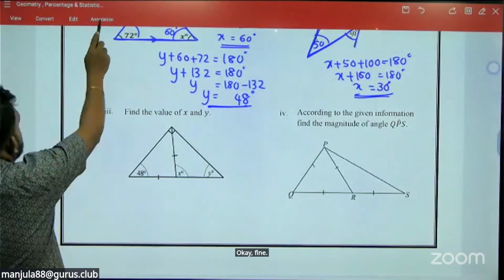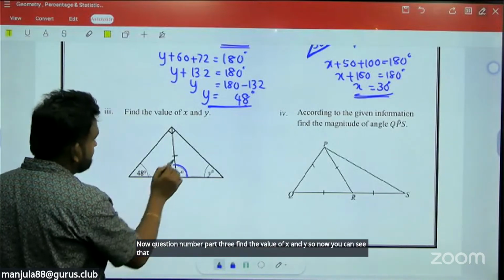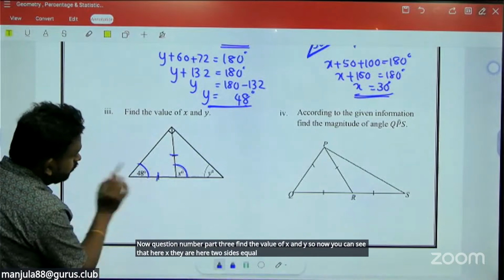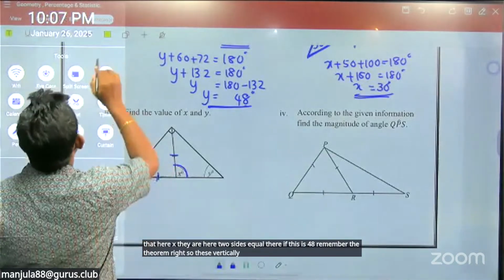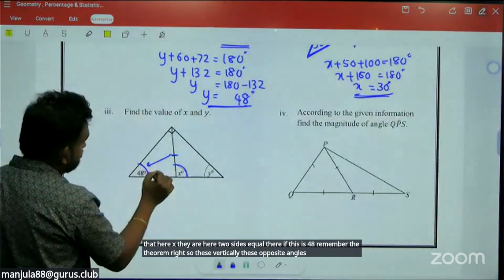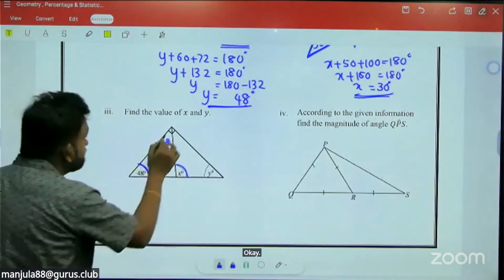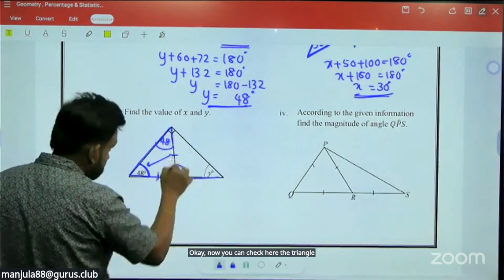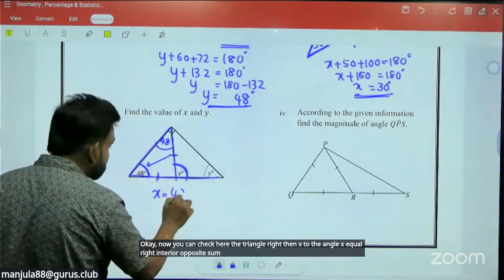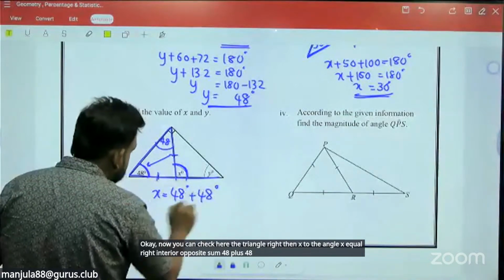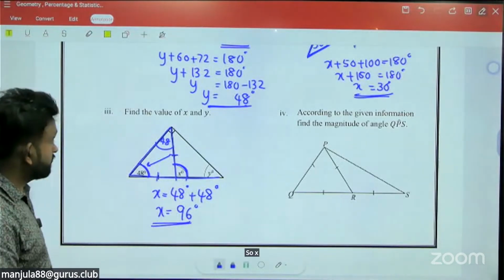Now part 3. Find the value of x and y. Here two sides are equal. If this is 48, remember the theorem: vertically opposite angles are equal, so this is also 48. Now check the triangle. The exterior angle x equals the sum of the interior opposite angles, 40 plus 48 plus 48, so x equals 96 degrees.